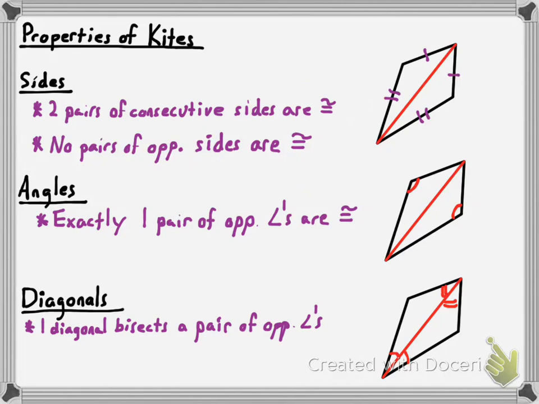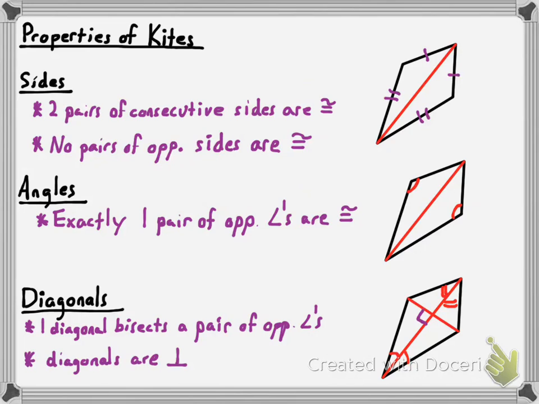Alright, and one other thing that you need to know about the diagonals, and this will require me to draw the other one. Yeah, and this is not a perfectly drawn kite, but you'll kind of get the idea. The diagonals of a kite, like the diagonals of a rhombus, are perpendicular to one another every time.